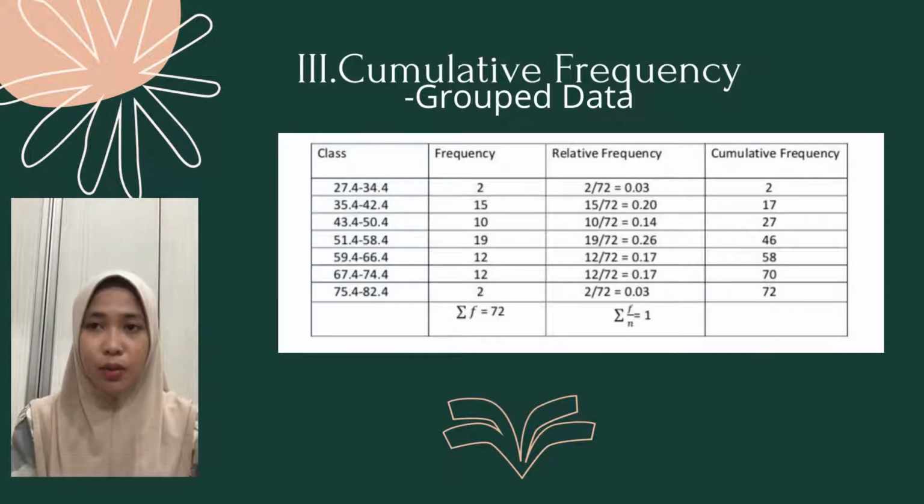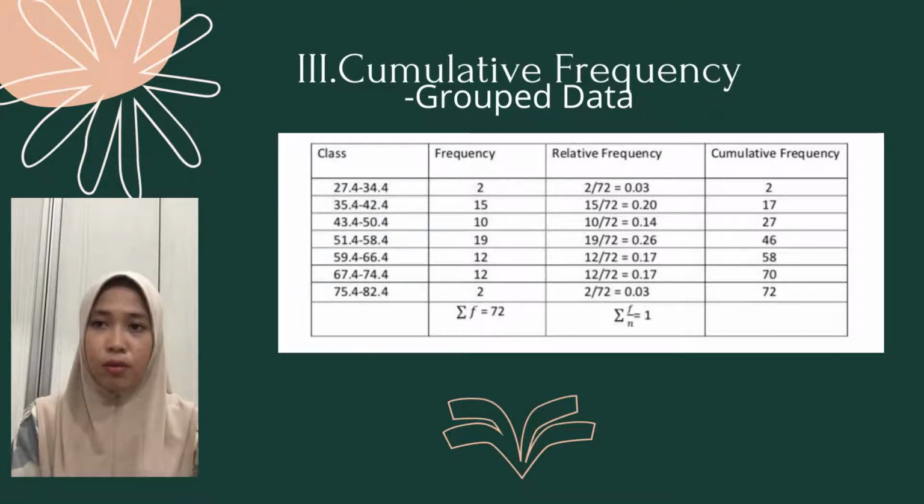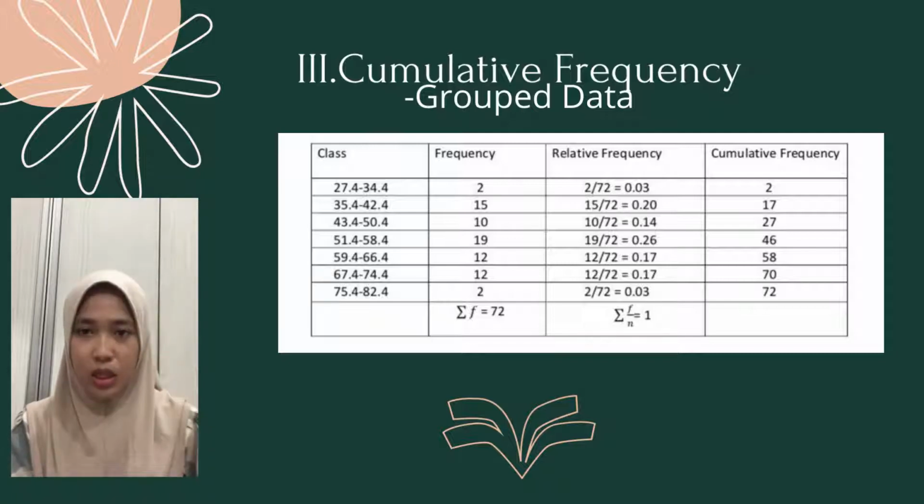For the relative frequency, we get the first class 0.03, second class 0.20, for the third class 0.14, for the fourth class 0.26, the fifth class 0.17, and sixth class 0.17, and lastly 0.03.